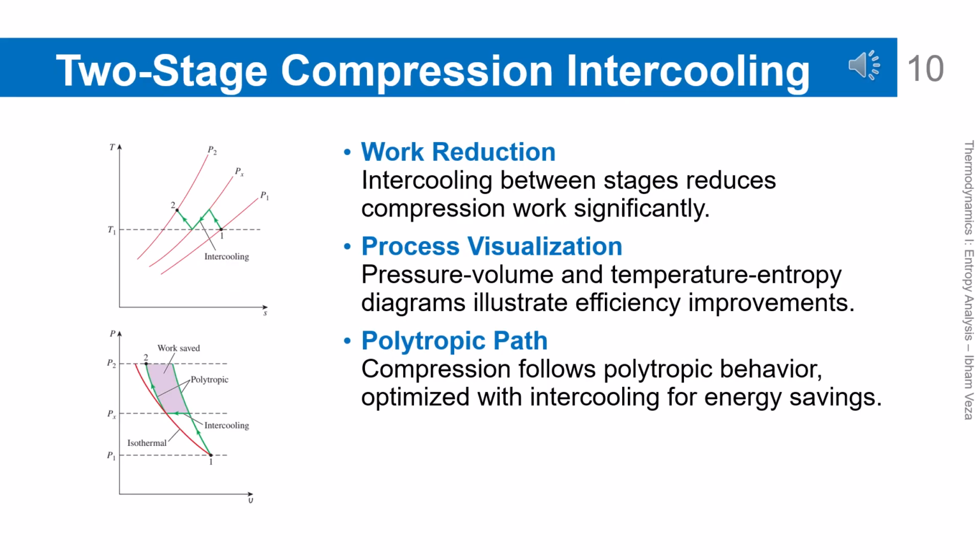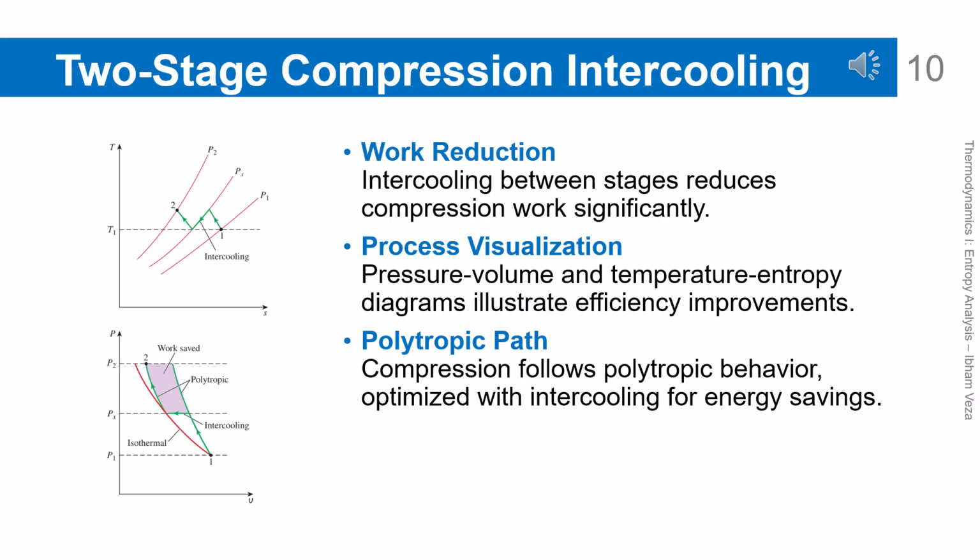Two-stage compression, intercooling. Intercooling between two compression stages significantly reduces the total required work. By lowering the temperature before the next stage, the specific volume is also reduced, which decreases the work. The PV and TS diagrams show how the process path becomes closer to isothermal.